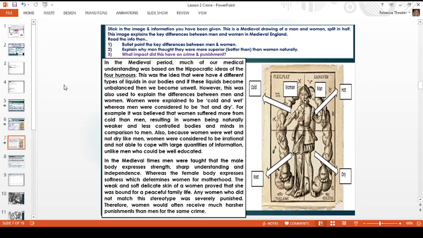In medieval times, men were taught that the male body expresses strength, sharp understanding and independence, whereas the female body expresses softness, which determines women for motherhood. The weak and soft, delicate skin of a woman proved that she was bound for a peaceful family life. Any woman who did not match this stereotype was severely punished. Therefore, women would often receive much harsher punishments than men for the same crime.